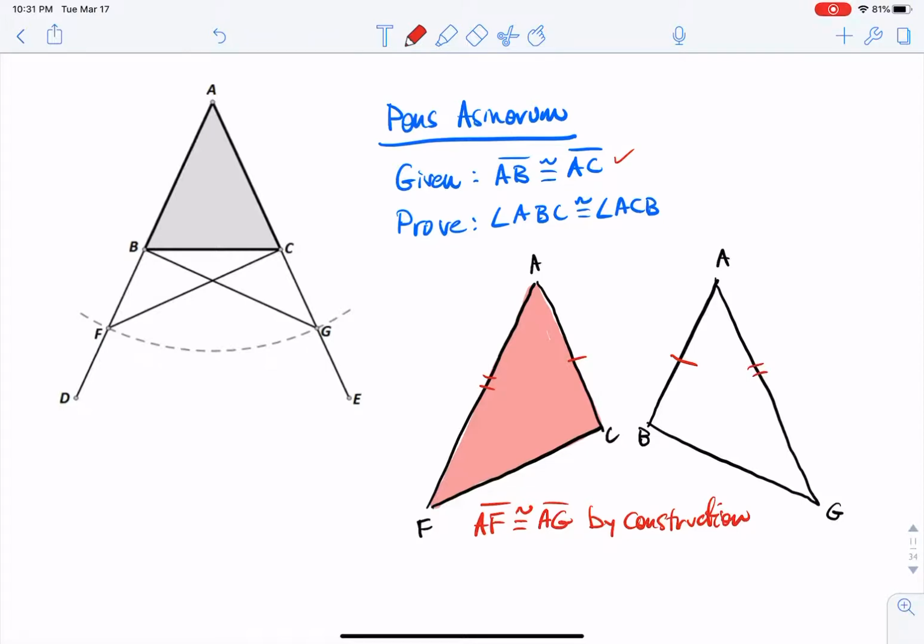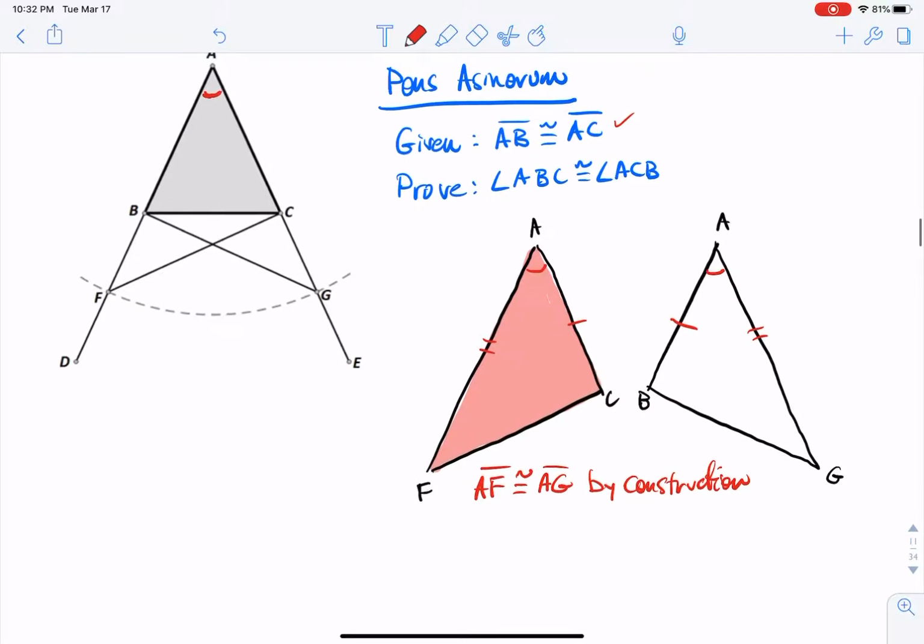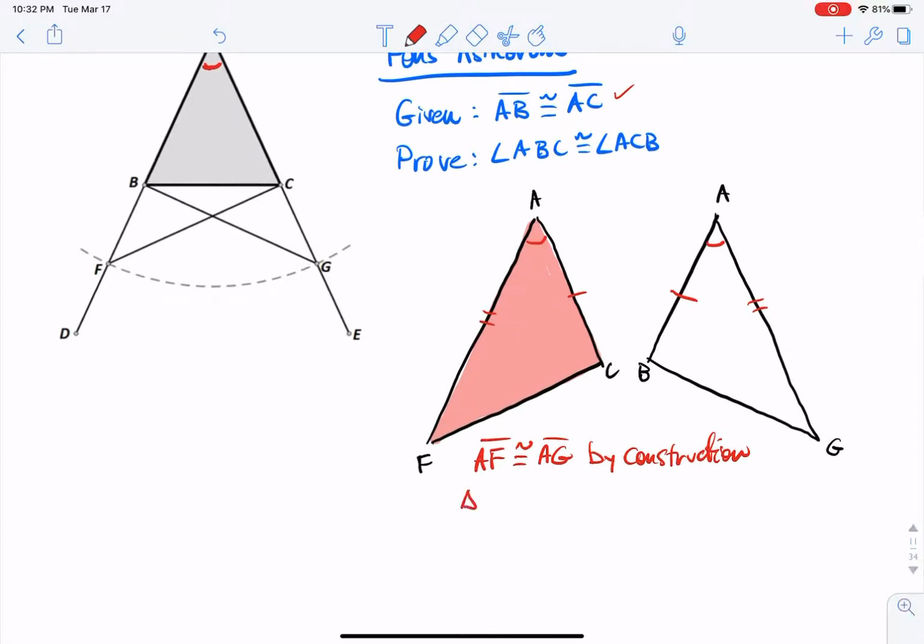We need a total of 3 pieces of information in order to prove that two triangles are congruent. Well, the other piece of information comes from taking a look at the original triangle and noticing that, of course, they both share angle A. It's the same angle on both of these triangles. So angle A is congruent to angle A by the reflexive property. And the reason why these two triangles are congruent to each other, as we can see, is side angle side. So that's what I'm going to write down next: triangle AFC is congruent to triangle AGB, make sure we match these things up, by side angle side congruence.